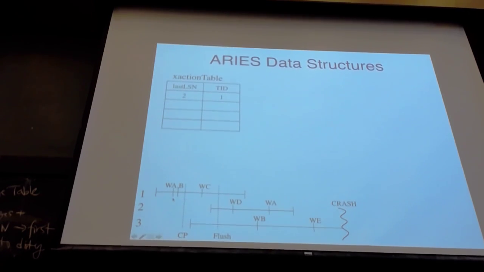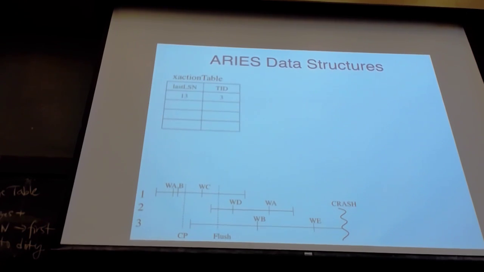Then when it writes A, it has its own LSN. If you just follow along this log here, the next LSN that transaction ID 1 writes is going to be 2, and then it's going to write 3, and so on and so forth. We're just going to maintain this kind of table as we chug along. Eventually transaction ID 3 is going to start. It's going to have the last LSN of 5.